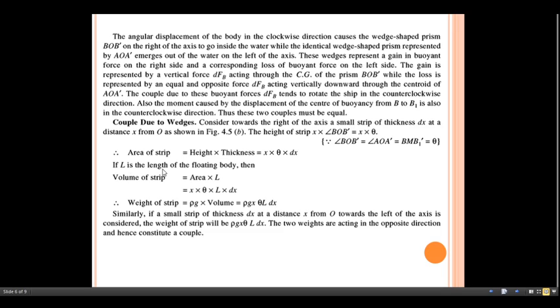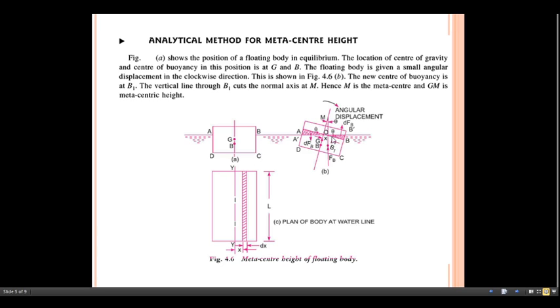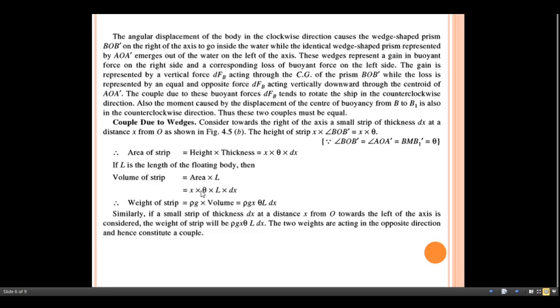If L is the length of the floating body, then the volume of the strip is the area multiplied by L, that is, x theta dx multiplied by L. The weight of the strip is rho g multiplied by the volume, that is, rho g x theta L dx.